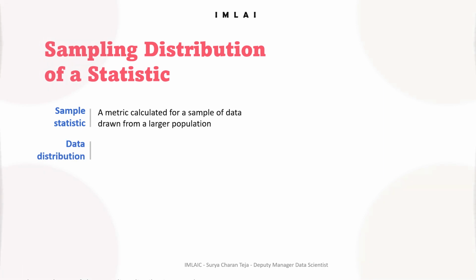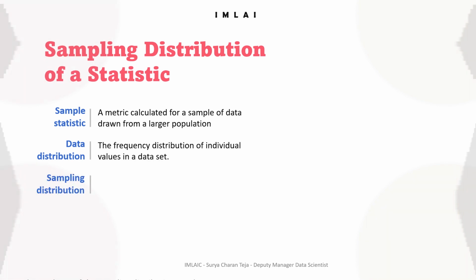Then data distribution. Data distribution is the frequency distribution of individual values in a data set. We have seen this in our descriptive statistics course, in organizing data, where we saw the distribution of the data. So it's nothing but the frequency distribution of individual values in a data set.